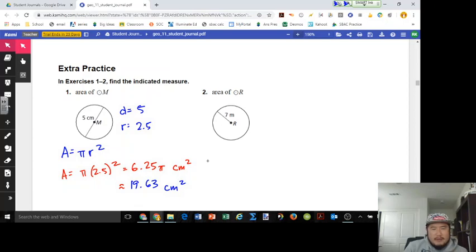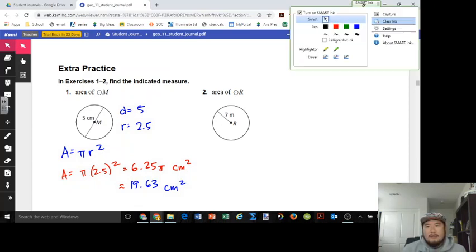If they give you the diameter, then you need to figure out the radius. If they give you the radius, then you're set. You just go ahead and plug that in and solve the problem right out.